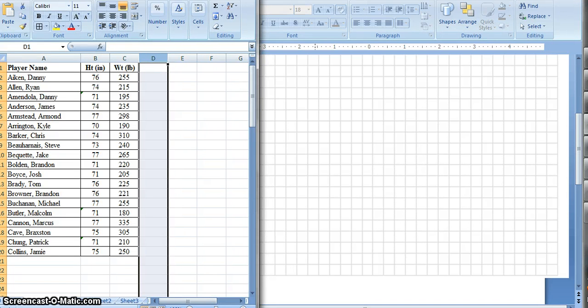Today we're going to be learning about how to make scatter plots. Scatter plots are a great way to represent data. So we're going to be looking at height and weight data from the New England Patriots. So this is their height in inches and their weight in pounds.